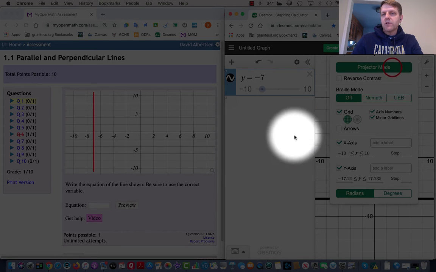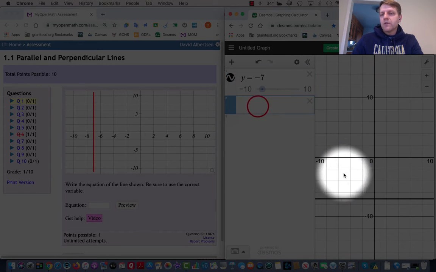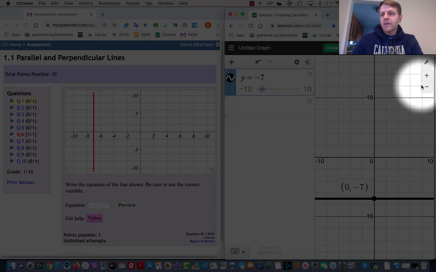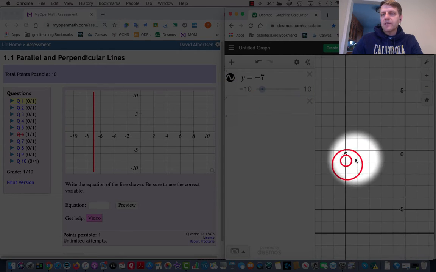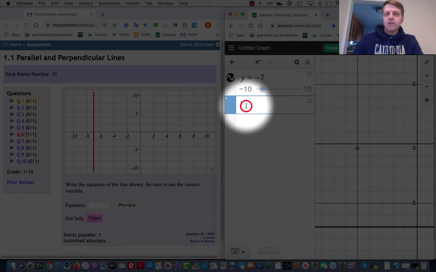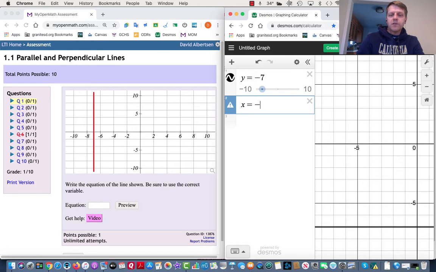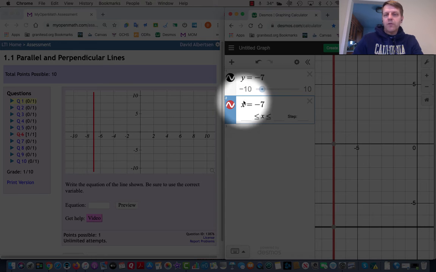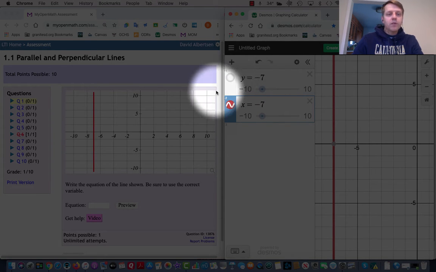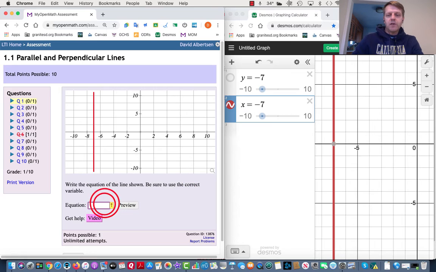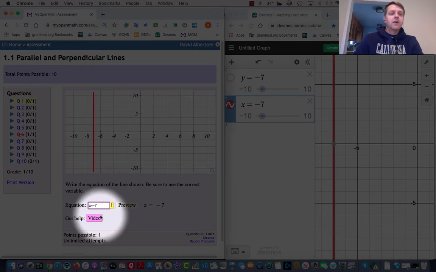Let me make this just a little darker for you. There you go. So instead of crossing the y-axis at -7, what I'd really like is to cross the x-axis at -7. So let's try that. x equals -7. And there we go. So the black one we don't want, and the red one we do. So let's put over here x equals -7.